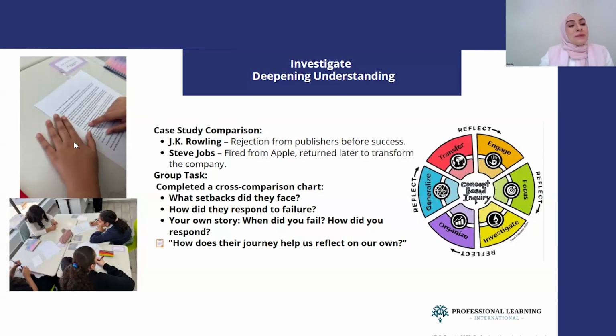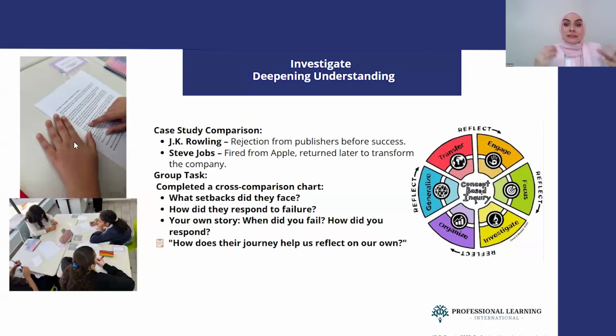We also told them the case study of Steve Jobs. They read the case study and they saw that Steve Jobs, he's the owner of Apple. He founded Apple and he was fired from his own company. And what did he do when he was fired? He actually created another company, Pixar, which is very known to all of us. And then he returned back to his company to transform it.